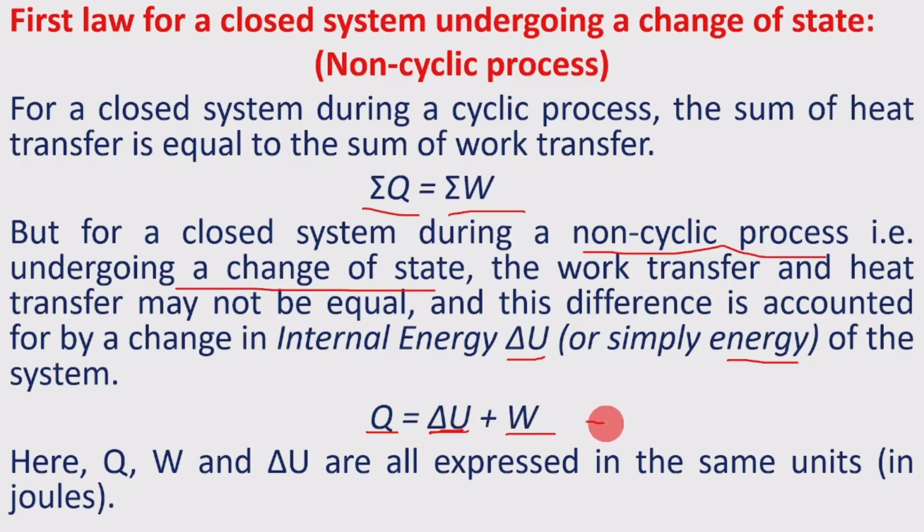This we can also write in another way: delta U is equal to Q minus W. We take the same equation and rearrange it, and it can be expressed like this. For the cyclic process and the non-cyclic process, we can take the equations separately.